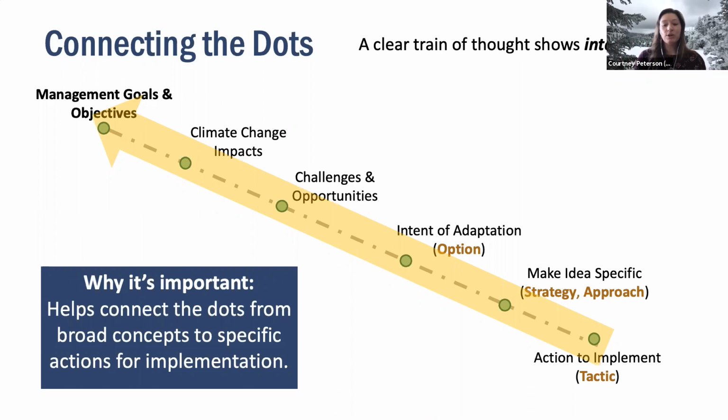So again, monitoring ultimately helps us know whether we're on track to meet our management goals and objectives with the actions that we're implementing on the ground. And this is really that last step in that adaptive management process to really help us evaluate whether or not we're successful at doing that under climate change into the future.